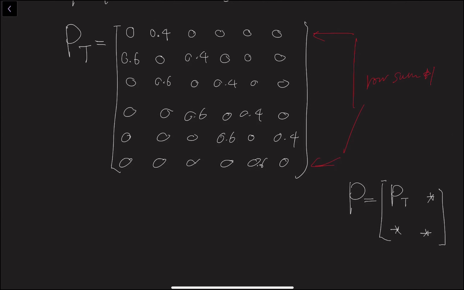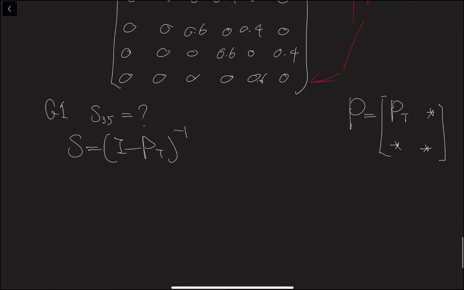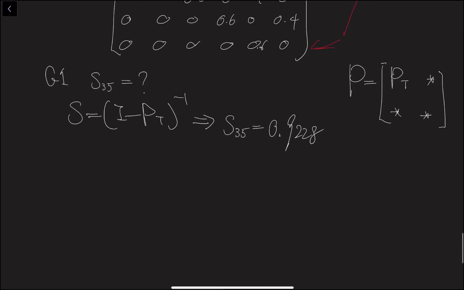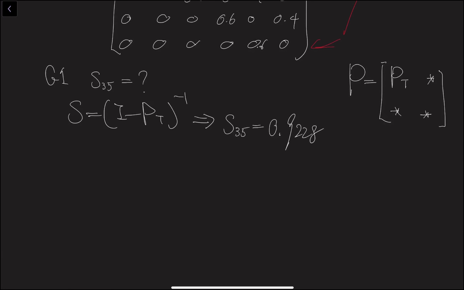And now for Q1, we're essentially asking what is S35. So now we compute this one, and here I'll give you the answer, copied from the textbook, and this implies S35 is 0.9228. And this is not a probability. This is just the mean time.